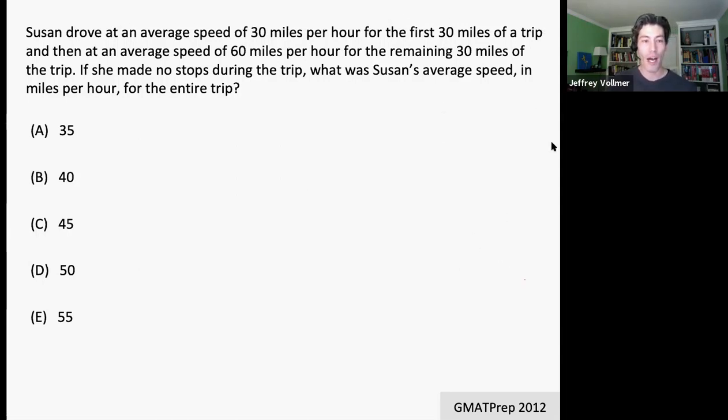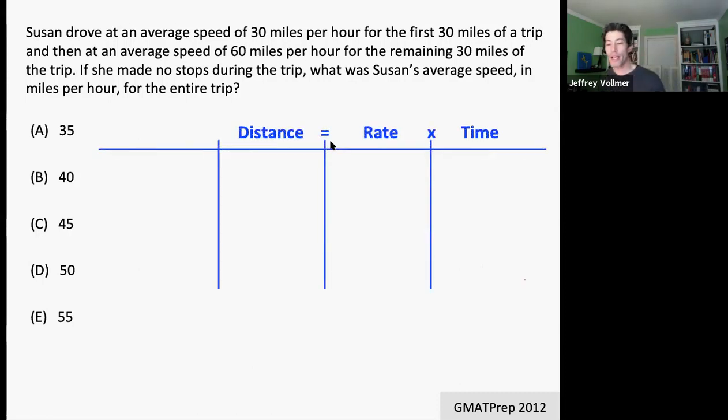Cool. All right, the majority of you have this one right, so that's really good. I do want to talk about this problem just as a way of setting up some of your work. One way to keep track of elements in rate problems is by coming up with charts, especially when there are multiple drivers or runners or travelers moving at once, or when there are multiple parts to a journey, which is what's going on with Susan here, okay?